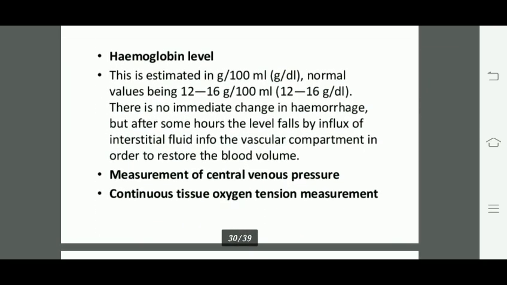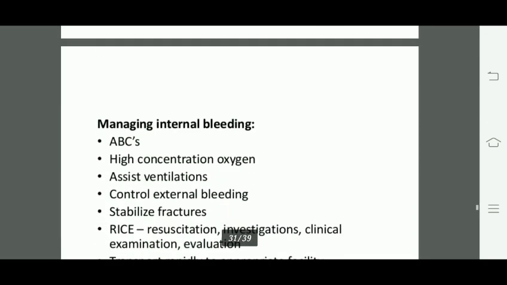Next is hemoglobin level. This is estimated in grams per 100 ml, that is grams per deciliter. Normal values being 12 to 16 grams per 100 ml. There is no immediate change in hemorrhage, but after some hours the level falls by influx of interstitial fluid into the vascular compartment in order to restore the blood volume. Measurement of central venous pressure. Continuous tissue oxygen tension measurement.